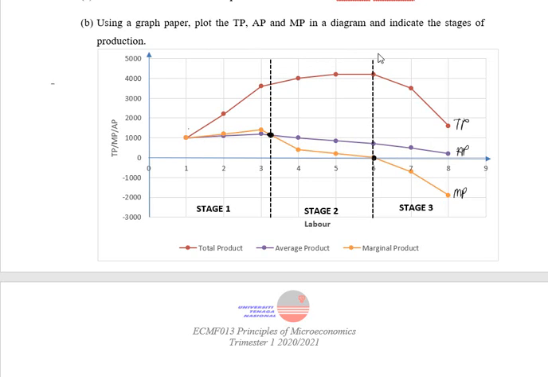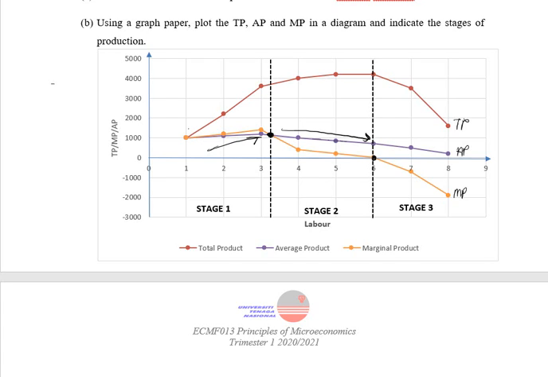Okay, so what you need to do is explain what happens between the average product and marginal product curves. You can see here, when marginal product, the orange curve, is above average product, the purple curve, the average product is increasing. When marginal product, the orange one, is below average product, the purple one, average product will start to decrease. You notice average product increases at stage 1 and decreases at stage 2.